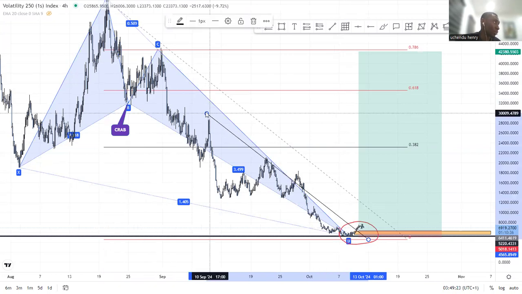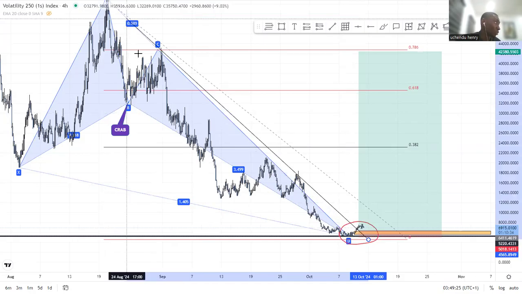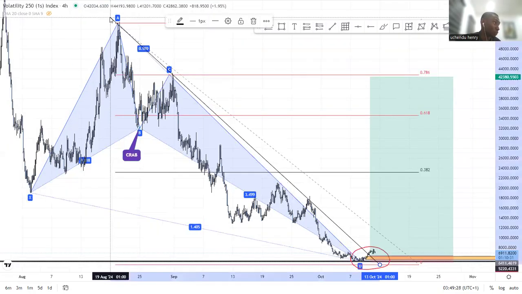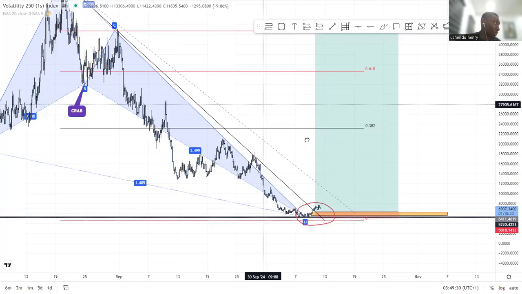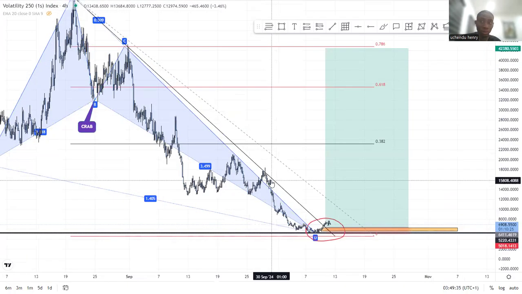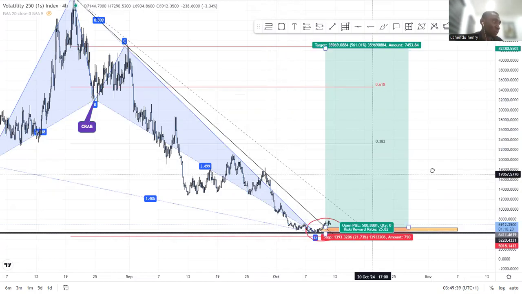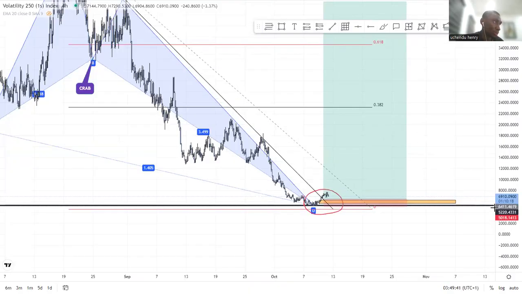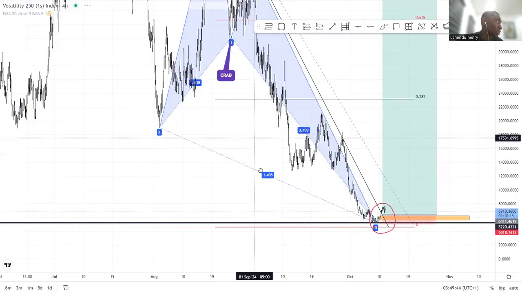It doesn't really work that much, but then we have these 3 points. Let me just put this a little bit. These 3 points come around. You can see point one, point two, and point three. So it's a valid resistance trend line that has been broken. Let's see what happens here.